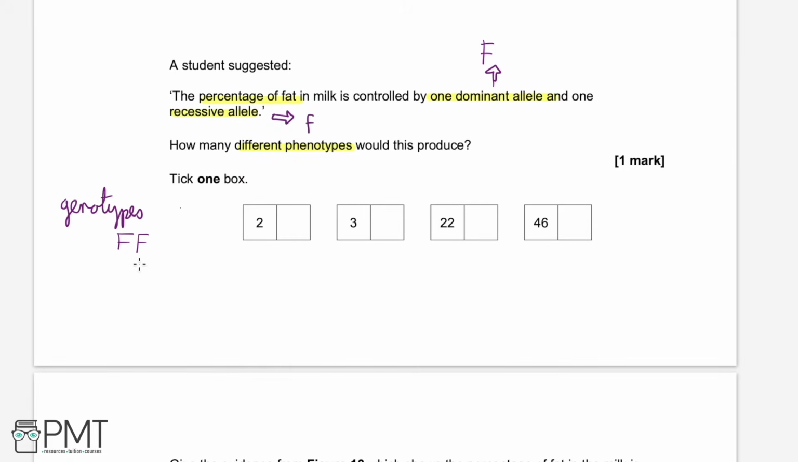homozygous dominant, heterozygous, and homozygous recessive. In this case, you get the same phenotype for the first two, since you need only one dominant allele to be present to show the dominant phenotype. The third, homozygous recessive, however, would show a different phenotype. Thus, there are two different possible phenotypes.